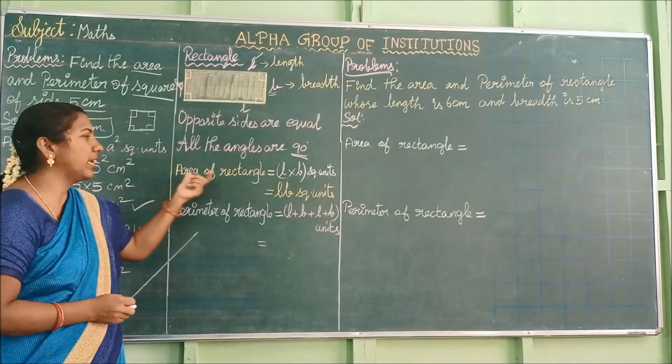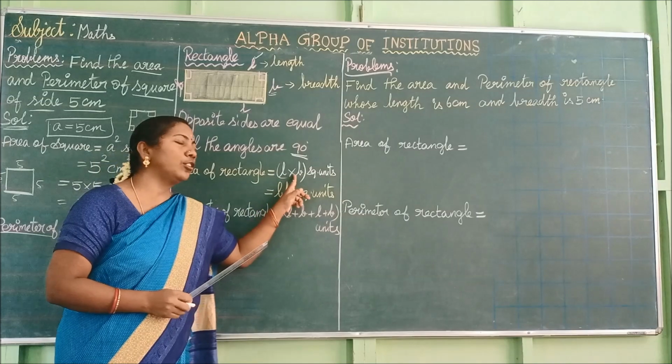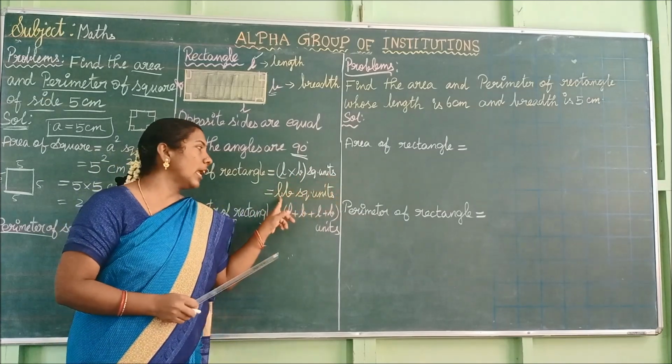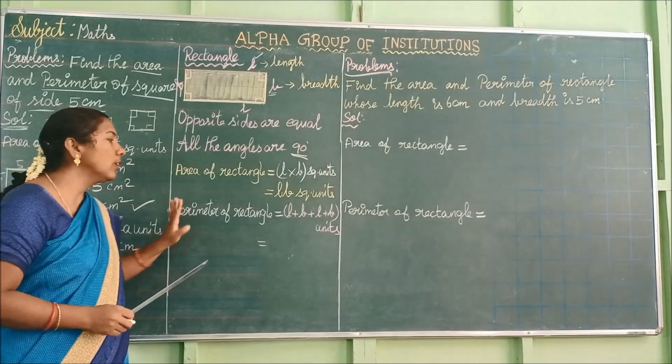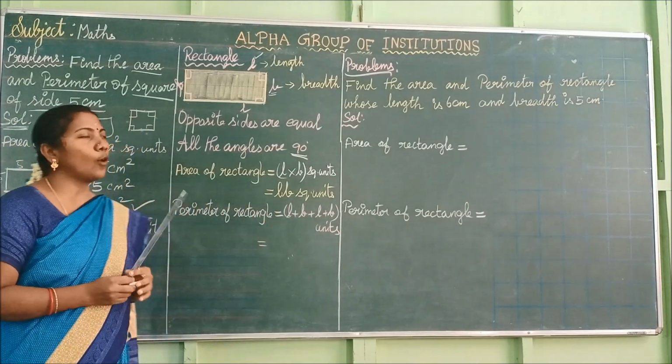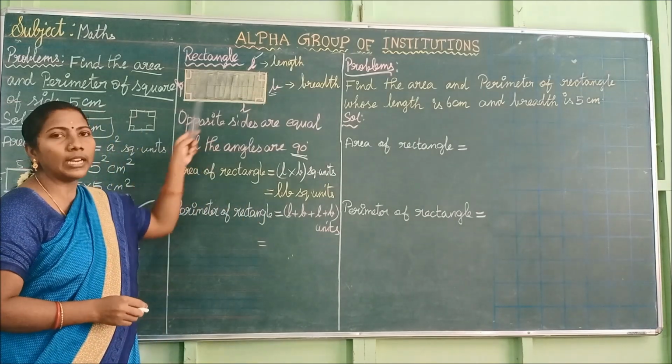So what is the formula for area of rectangle? Length into breadth square units. L into B square units. Okay. Next we are going to calculate perimeter of rectangle. How do you calculate the perimeter of this rectangle?